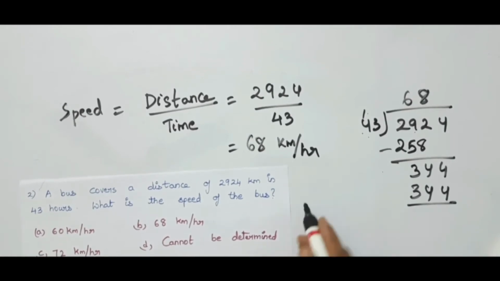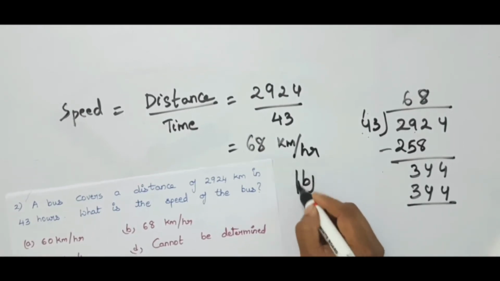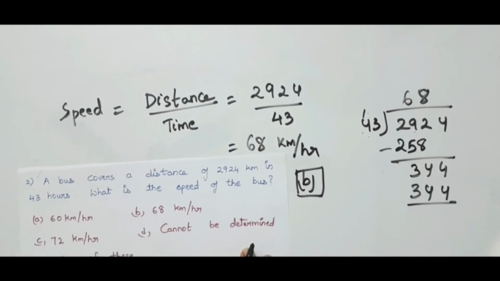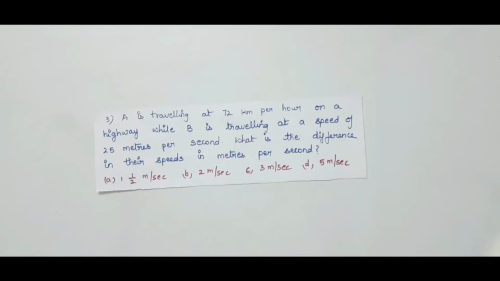Let us go to the options and check where it is. It is option B. So when they give the distance and time, simply find distance by time to calculate the speed. The relation between the speed, distance and time is speed is equal to distance by time. Substitute the values given in the problem. You will get the required answer. Now let us go to next problem.